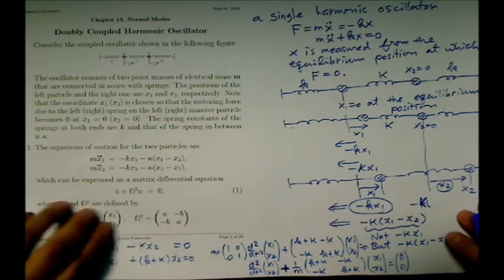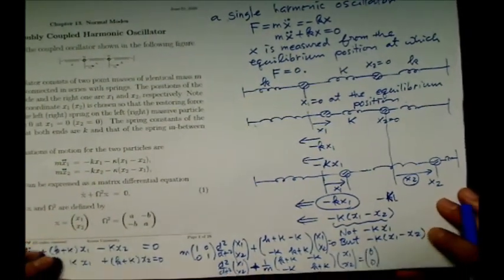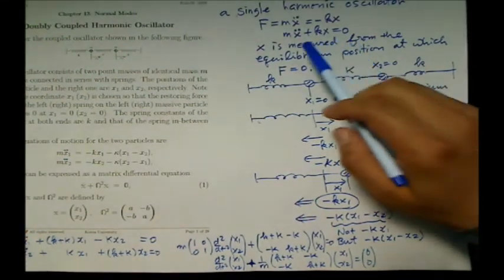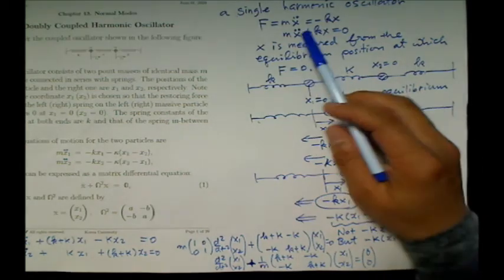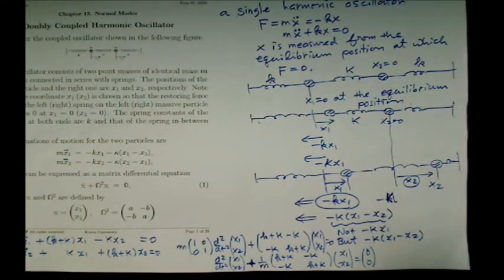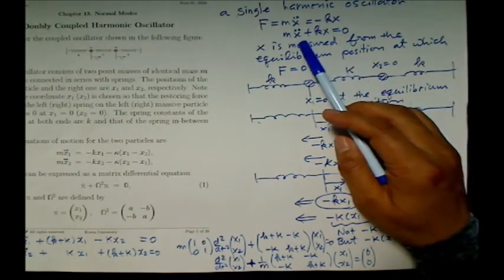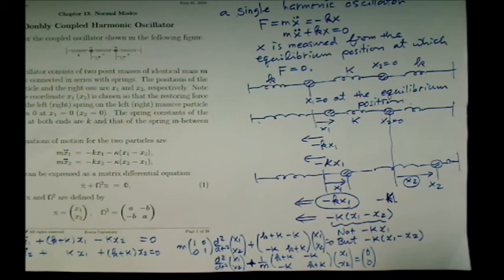First, let us construct the equation of motion. The equation of motion for a single massive particle attached to a spring of spring constant k can be written in the F equals ma style, and the differential equation involves a single variable x that is a function of time.